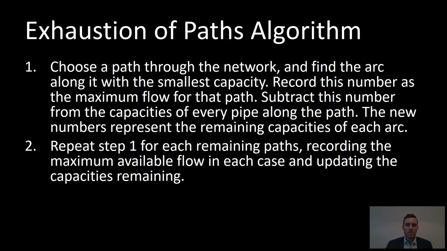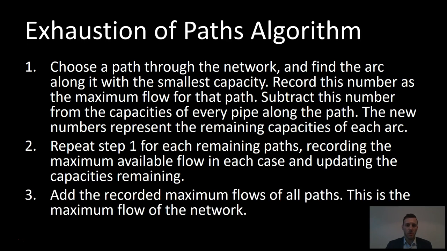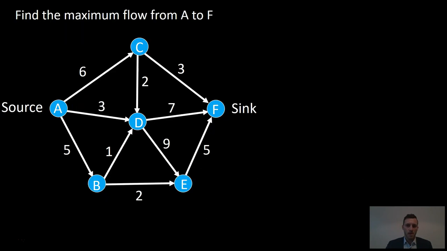Repeat step 1 for each remaining path, recording the maximum available flow in each case and updating the capacities remaining. Add the recorded maximum flow of all paths. This is the maximum flow of the network. The exhaustion of paths algorithm requires us to consider a number of different paths through the network. It's therefore helpful to choose paths in a systematic order. I like to go from the top to the bottom usually, but it will depend on the question, including where the source and the sink are.